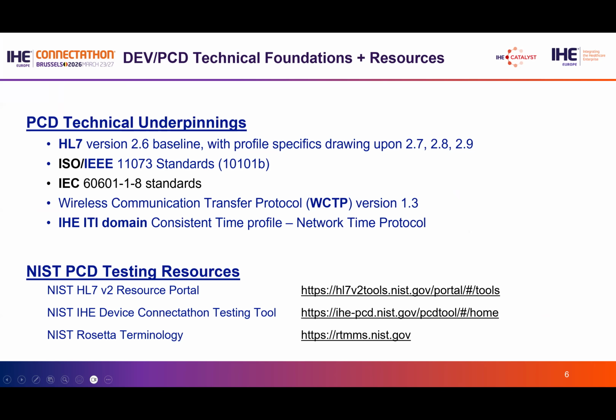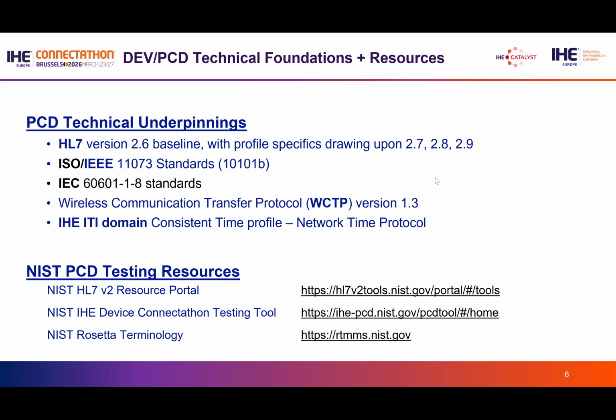So the profiles in the PCD program are all based on HL7 version 2. The baseline we use in the program today is version 2.6, but some profiles use elements of 2.8, and the MEM profiles are actually using triggers from HL7 2.9. So we've got a mix of different things going on. The PCD program also uses the IEEE 11073 standards, primarily 10101B, to harmonize nomenclature, enumeration, units of measure to conform to established industry requirements.